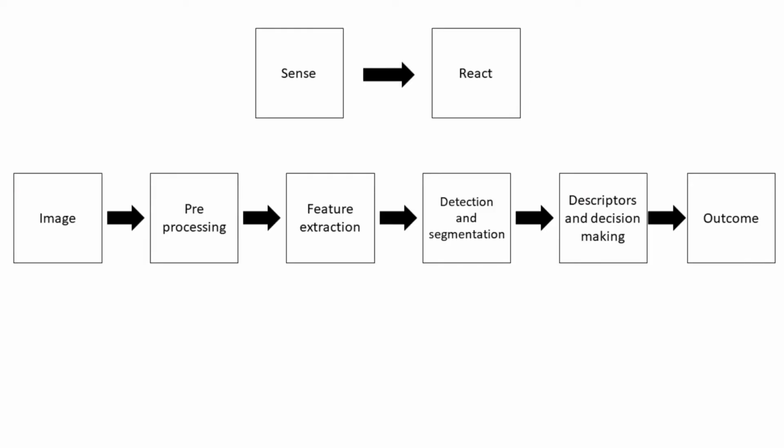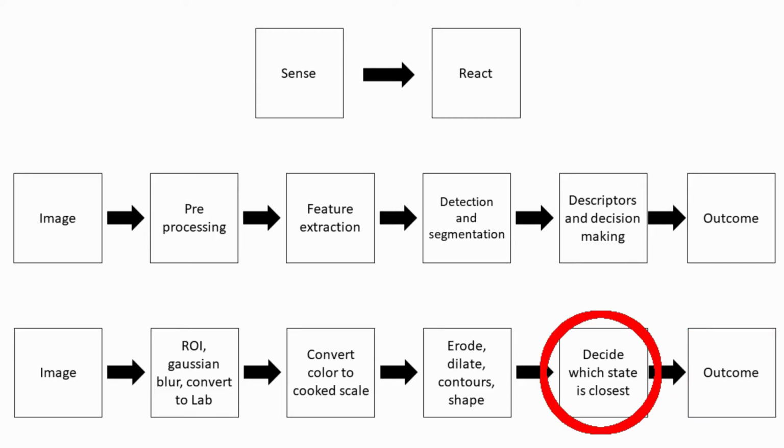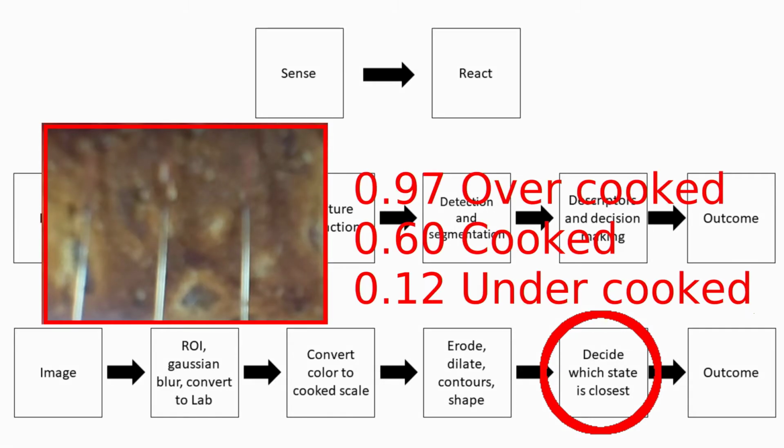Looking deeper into that sense system, computer vision is broken down into 6 sections. The outcome we want is for the toaster to pop when the toast is cooked. A descriptor is something that describes what we are looking for. So in this case, what describes what state the toast is in? The descriptor should be able to binarize the entire image into which state we are looking for.